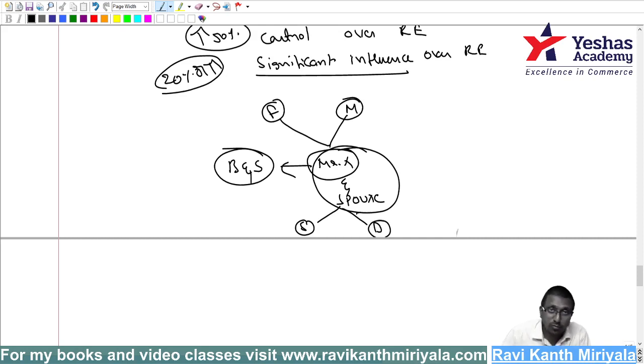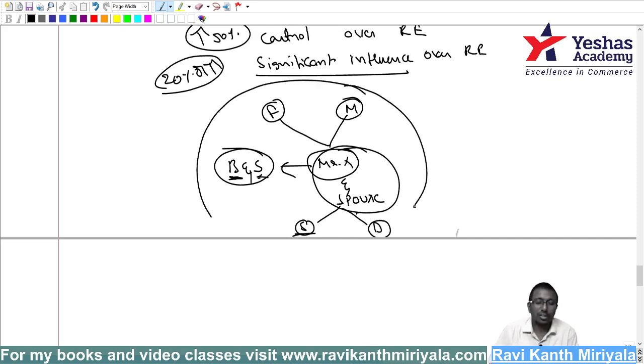Listen here. Spouse's mother, spouse's father are not related parties here as per our definition. Brother, sister, but not brother's wife or sister's husband. No, it is not. Next, only son, but not son's wife or daughter's husband. They are not related. Only whatever names I have mentioned in this small diagram, only those are related parties.